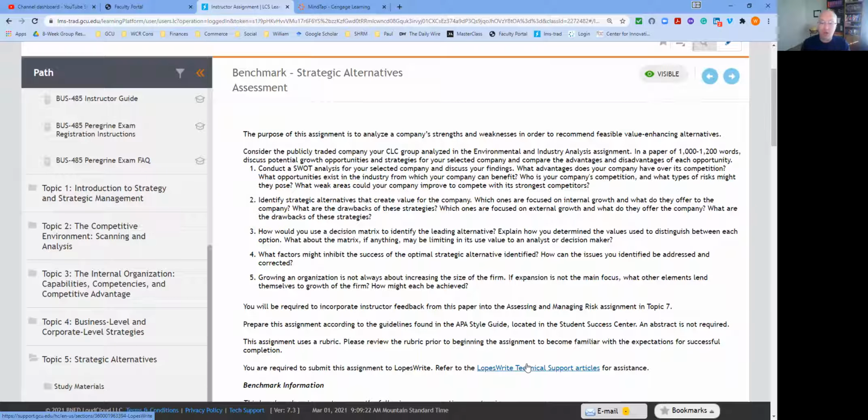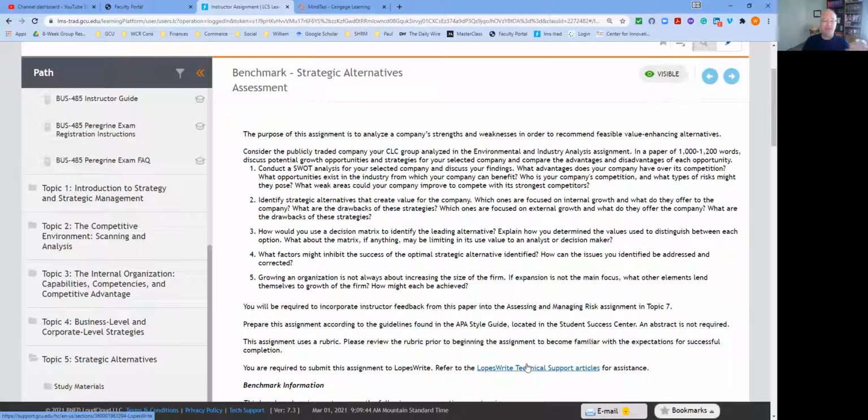You need to conduct a SWOT analysis first. We covered that this week. There's a content video from last week on the SWOT analysis. Conduct a SWOT analysis on the publicly traded company that you chose in your previous CLC assignment. Look at the strengths, weaknesses, the opportunities, the threats.